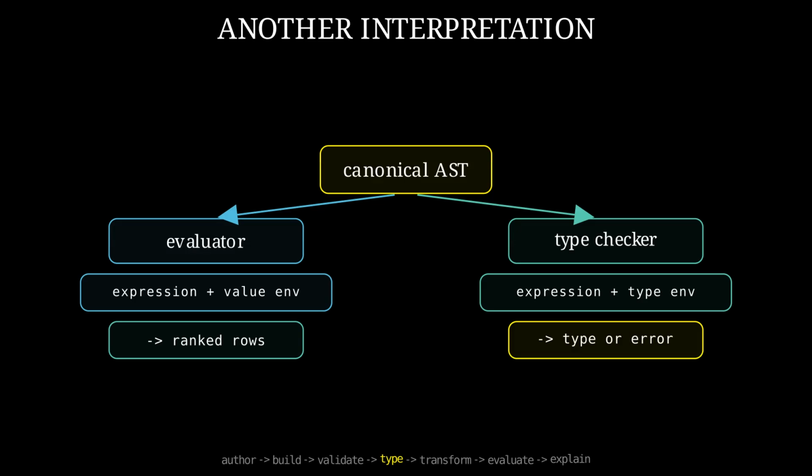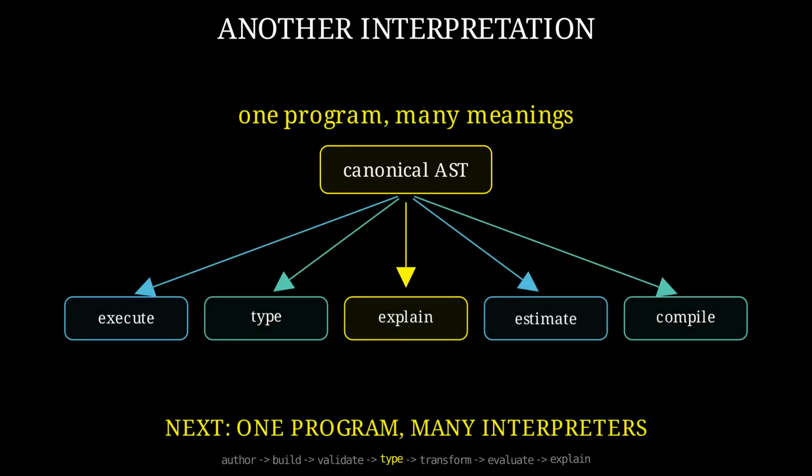Types are not decorative labels pasted onto the tree. They are a static meaning computed from it. We now have one program and already two interpretations. The tree can produce ranked rows, or it can produce a proof that its connections are admissible. Nothing says those are the only choices. The same narrow waist can support explanation, cost estimation, compilation, provenance, and optimization. Next, we keep the tree fixed and change what a traversal means.